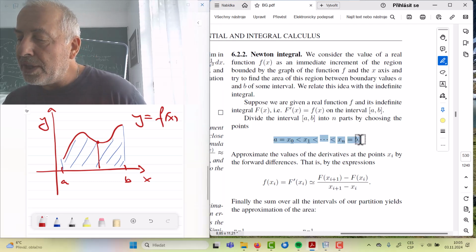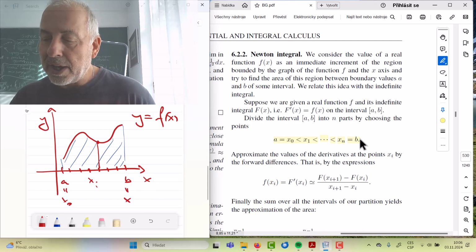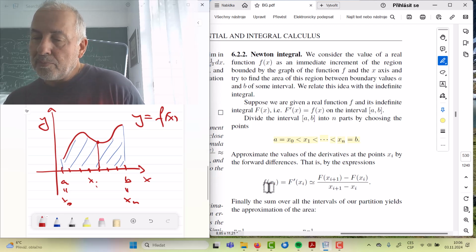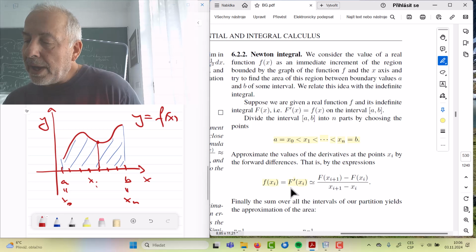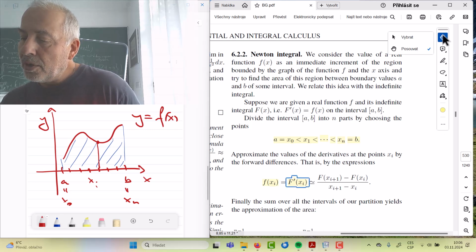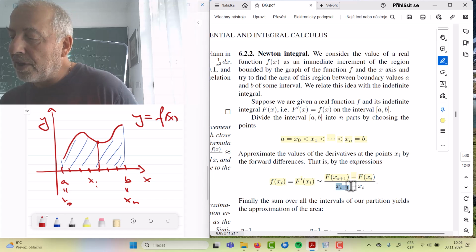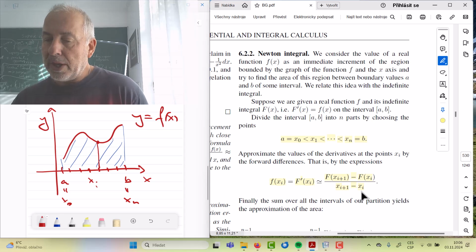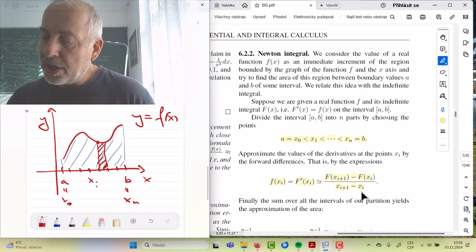But in reality it will be, if I split the interval to several subintervals like that, so that will be x0, here are the xi's, this is xn, the b, then I can always see the small f as the derivative of the capital F. And we know that, well, if we take the forward difference for the derivative, then it means we have to compute the derivative approximately as the difference of the values divided by the difference of the arguments.